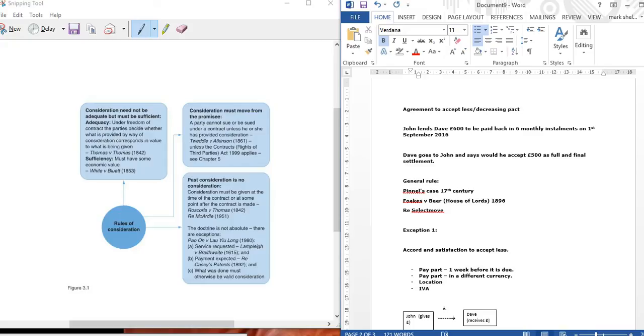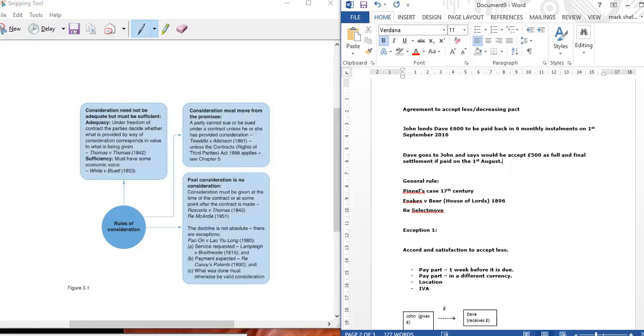So let's take the example we have here with John and Dave. Imagine if Dave goes to John and says, would you accept 500 as full and final settlement if paid on the 1st of August? So he's agreeing to pay part payment of the full debt, but he's going to pay that by the 1st of August.